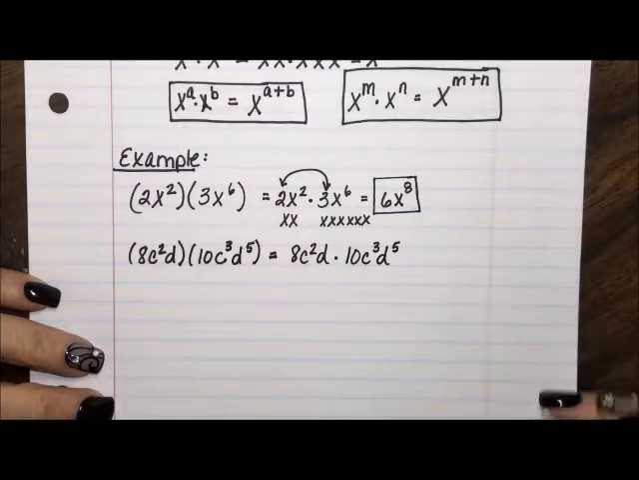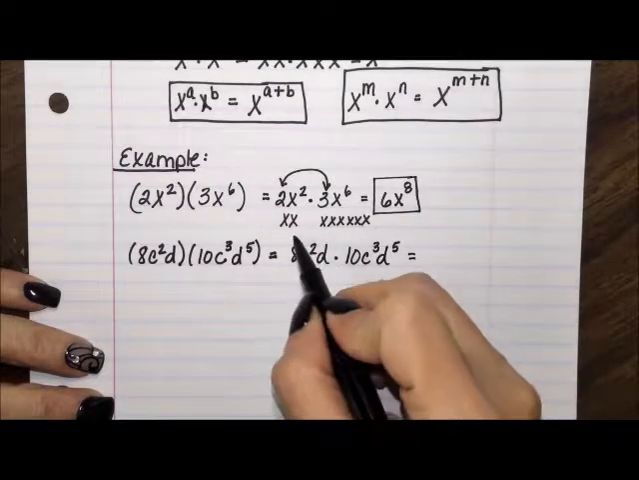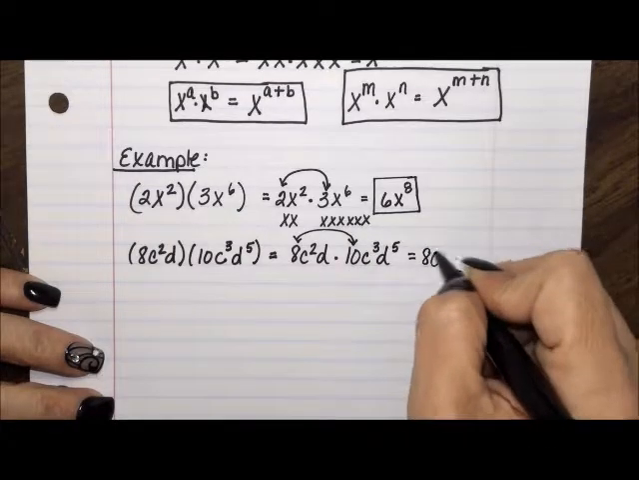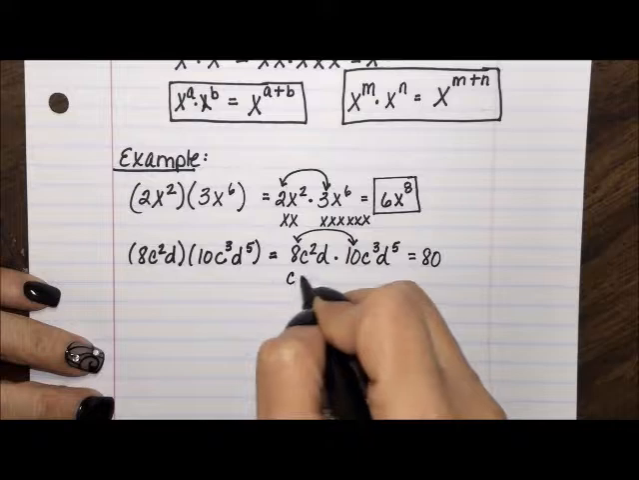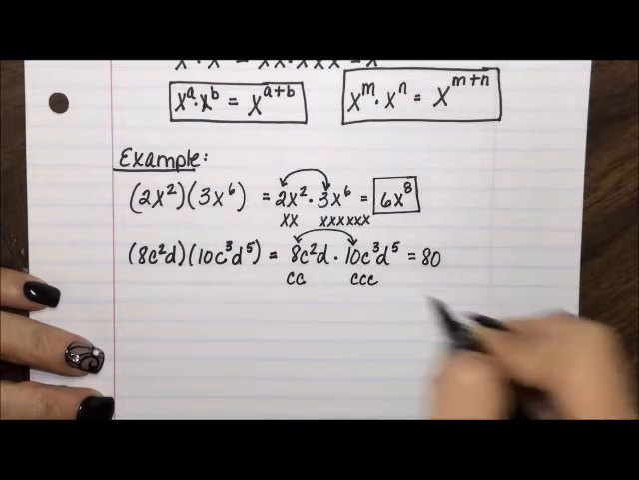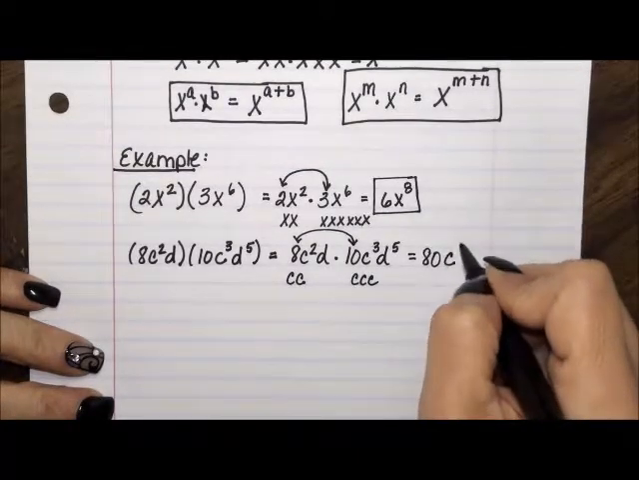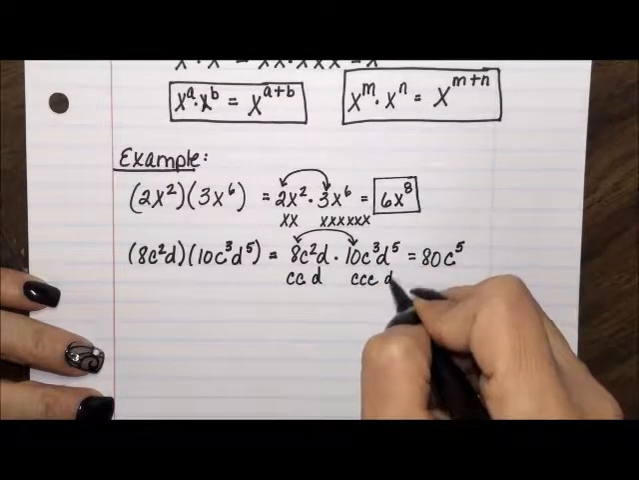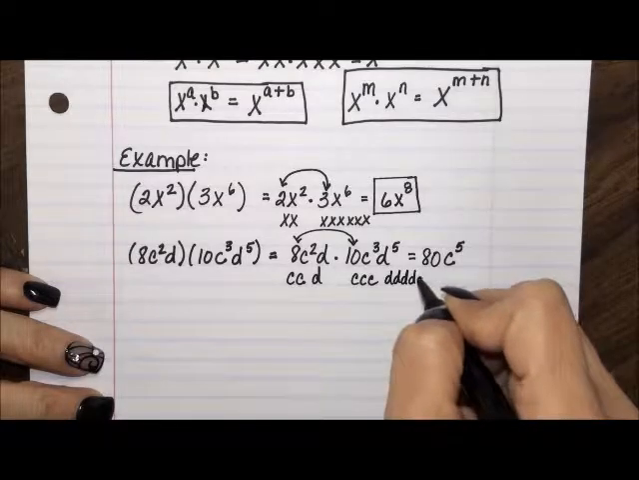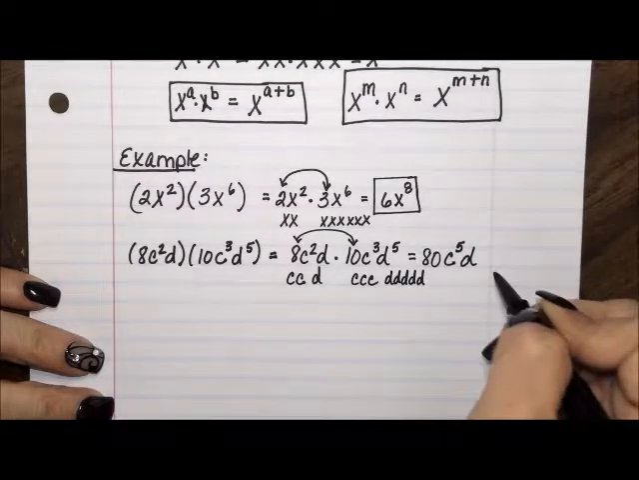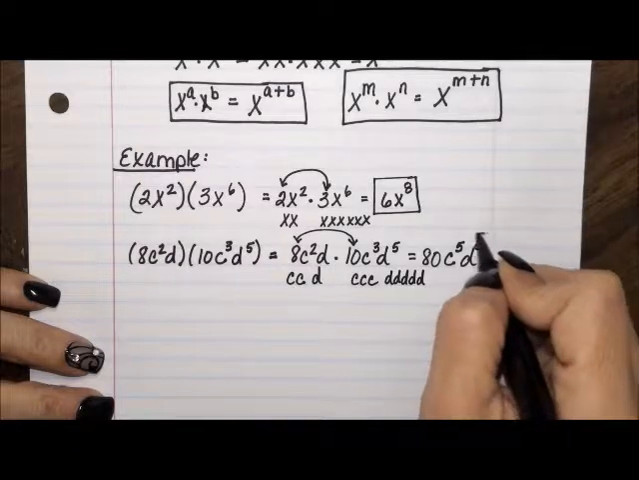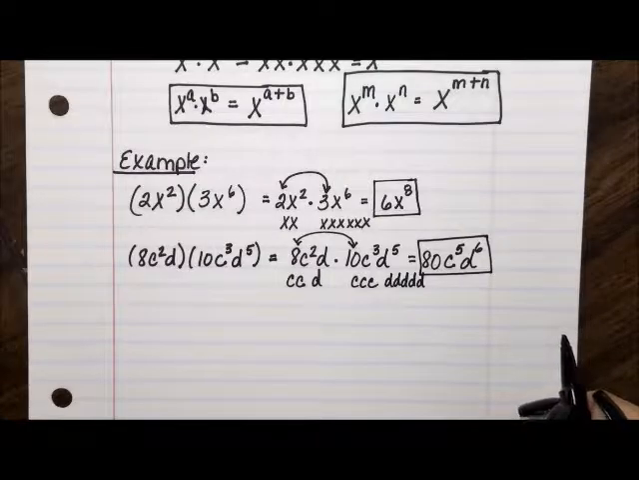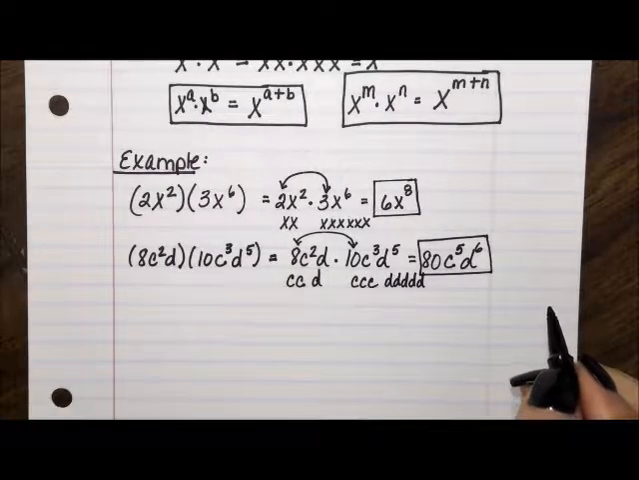Now I'm going to remember, numbers stay with numbers. So 8 and 10 are going to go together. 8 times 10 is 80. I've got 2 c's here and 3 c's here. That's going to give me a total of 5 c's. 1 d here and 1, 2, 3, 4, 5 d's here for a grand total of 6 d's. And that, my friends, is multiplying monomials.